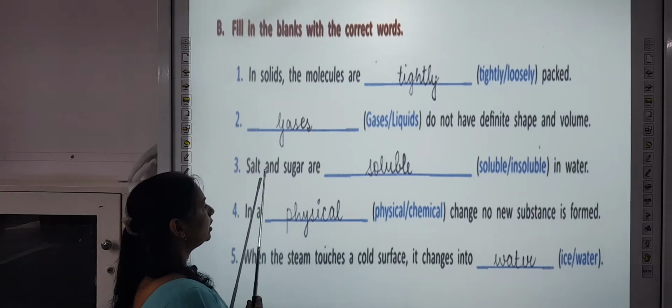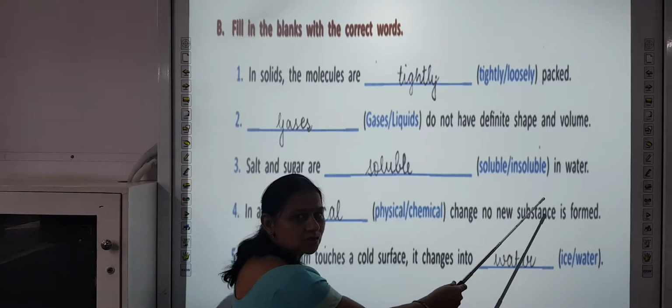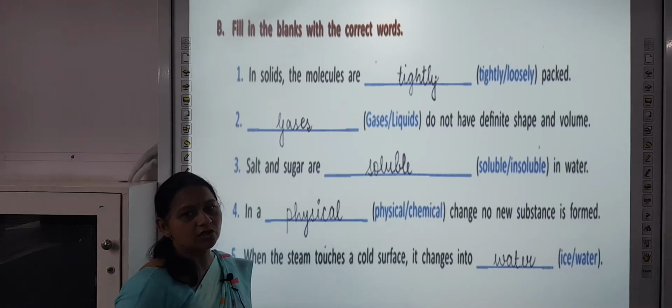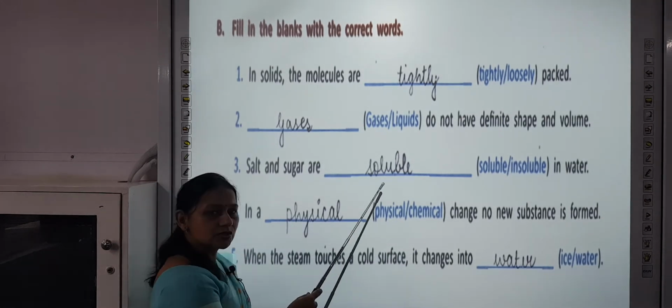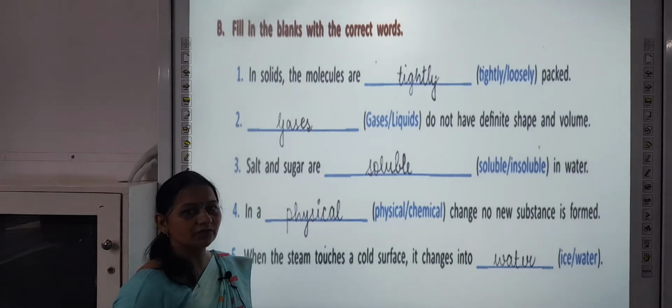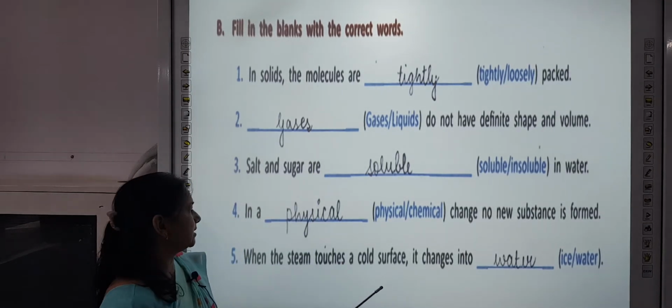Third one, salt and sugar are soluble in water. These are the solids that dissolve in water. So, they are soluble in water. You have seen salt and sugar, they dissolve in water very quickly and very easily.